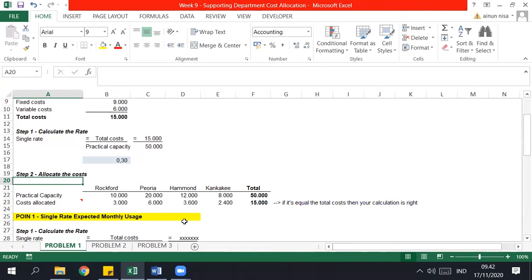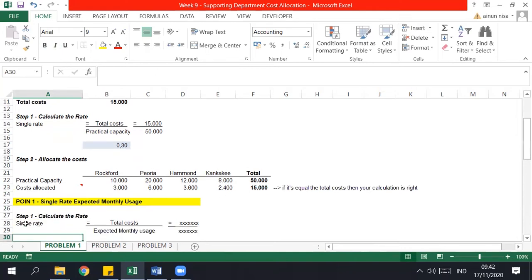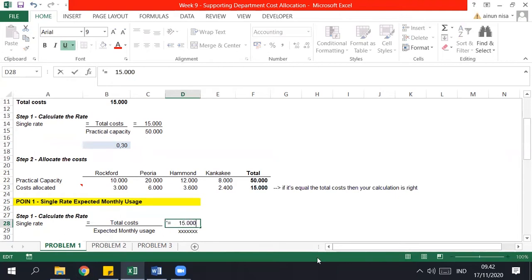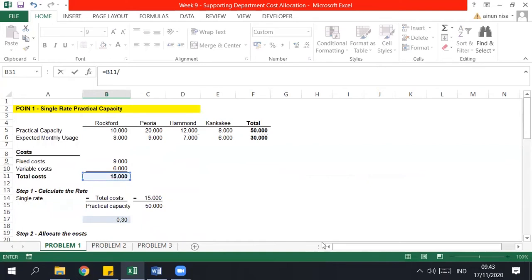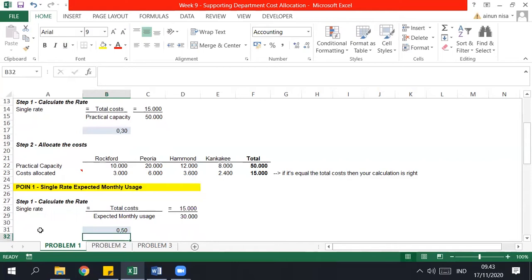And then the next question is calculating the single rate, but using expected monthly usage. The first step is the same as the previous one. First, you have to calculate the single rate, but the difference is you have to divide the total cost by expected monthly usage. The total cost is still the same, 15,000, and the expected monthly usage is 30,000 as stated in the question. So the single rate is 15,000 divided by 30,000, so it is 0.5.